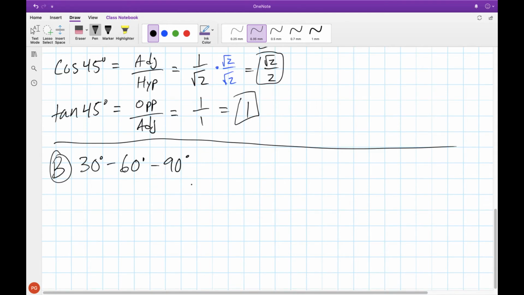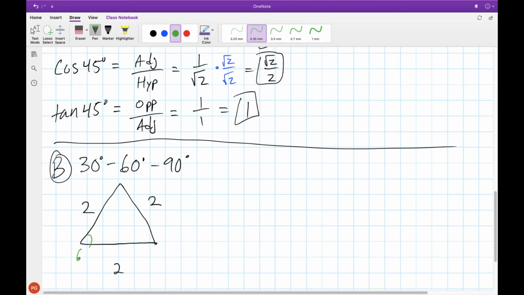The 30, 60, 90 special triangle. To draw this one, we're going to start with an equilateral triangle, each with side length 2. If it's an equilateral triangle, each of these angles needs to be 60 degrees. We know that the total amount of angle inside of a triangle is 180. We're splitting it into 3 equal pieces because we have 3 equal sides, so each of these needs to be 60 degrees.